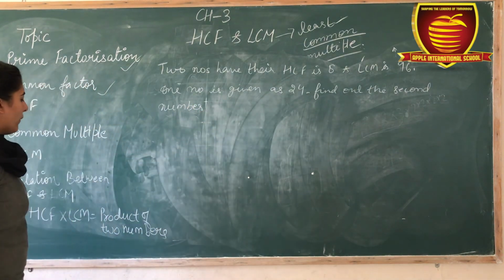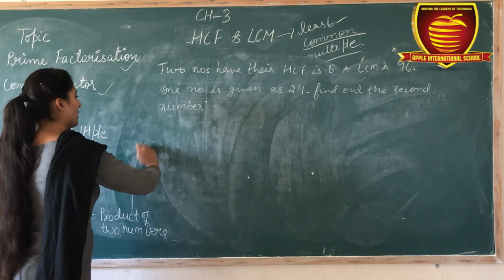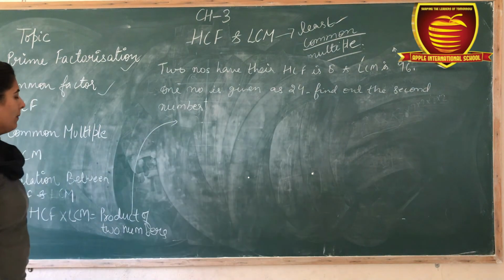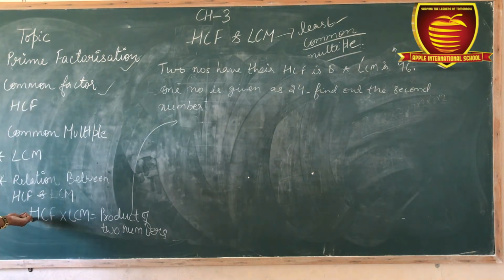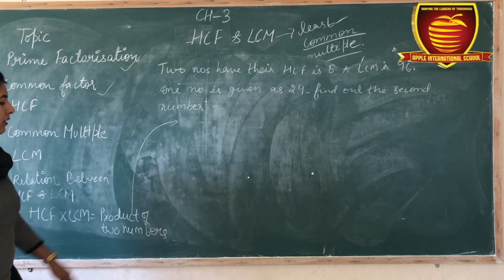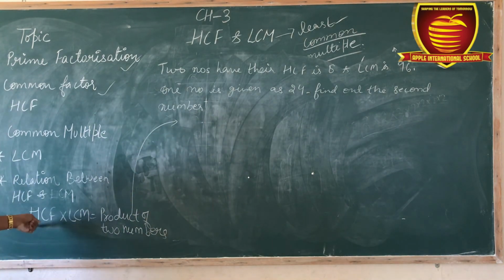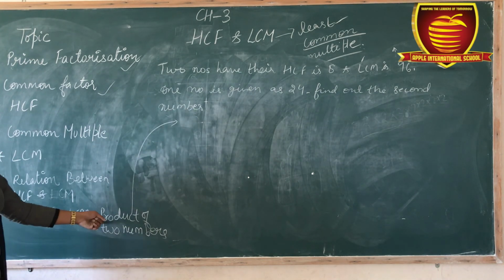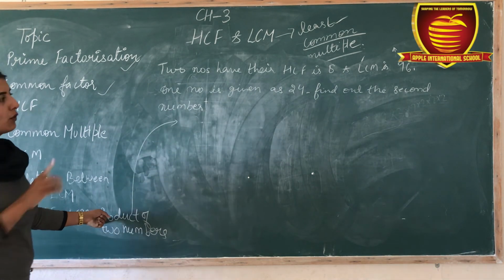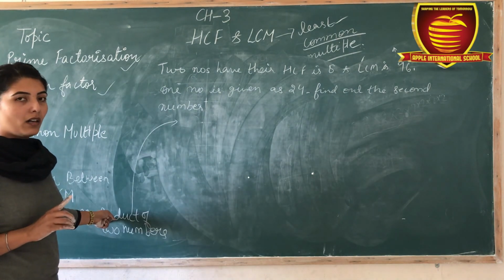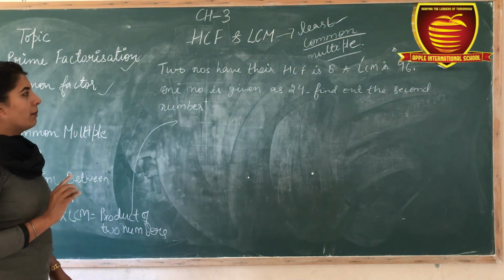Now how do we apply this formula here? Firstly, read the relation between HCF and LCM: HCF multiplied by LCM is equal to the product of two numbers. HCF is given as 8, LCM is given as 96. Out of the two numbers, one is given here, and we have to find the second number.